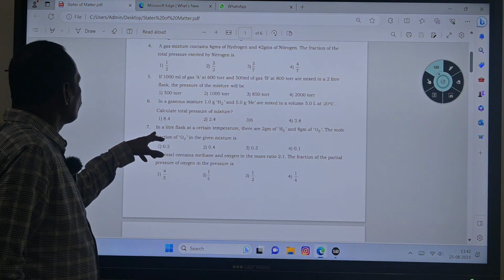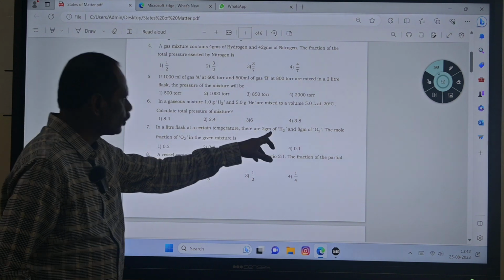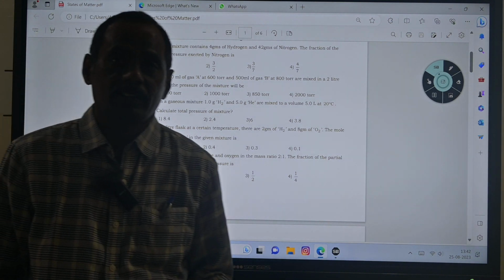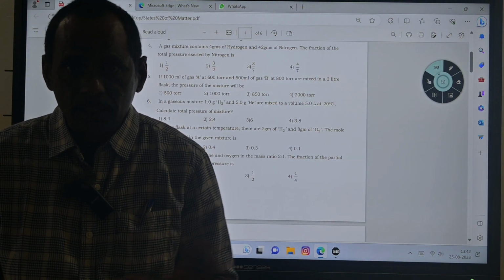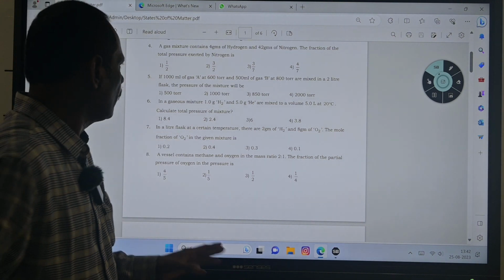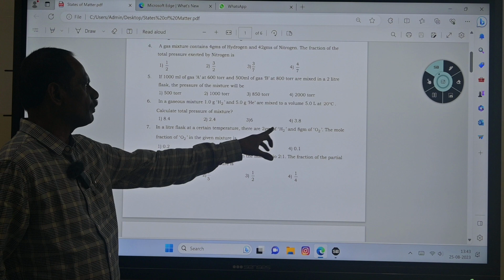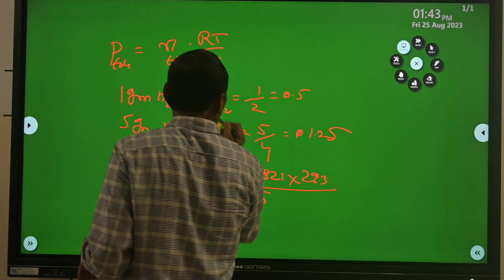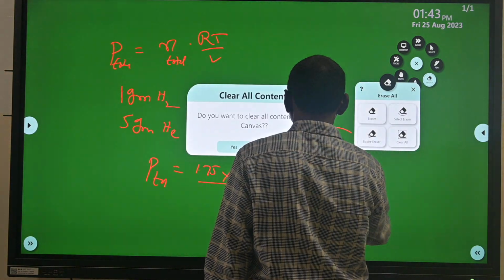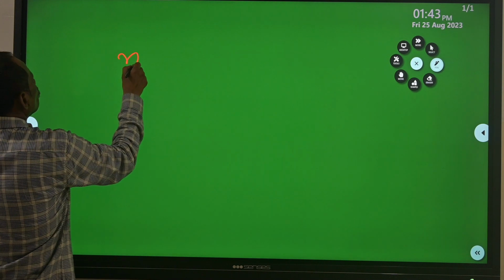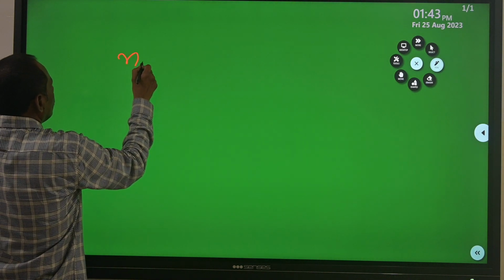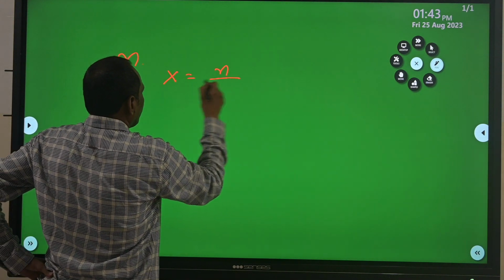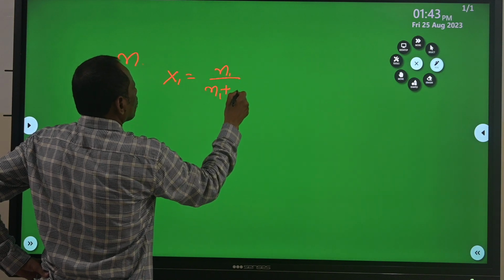As next one, the 7th one. In a 1 liter flask at a certain temperature, there are 2 grams of hydrogen and 8 grams of oxygen. The mole fraction of oxygen is asked, not the partial pressure or the total pressure. Just calculate the mole fraction of oxygen in the given mixture. What is mole fraction? Mole fraction of a gas is equal to the mole number of that gas by the total mole number of all the gases present in the mixture.